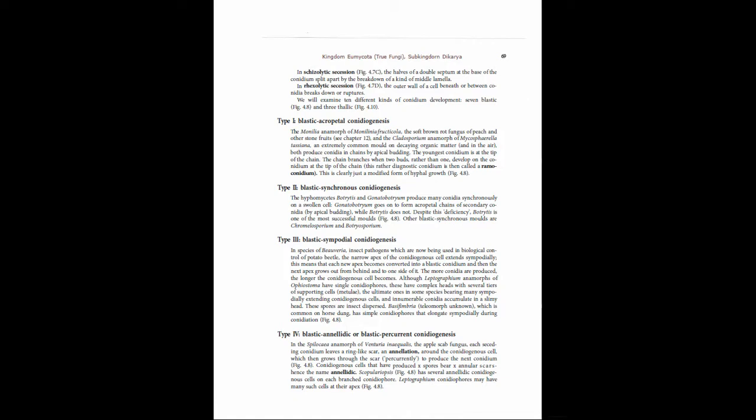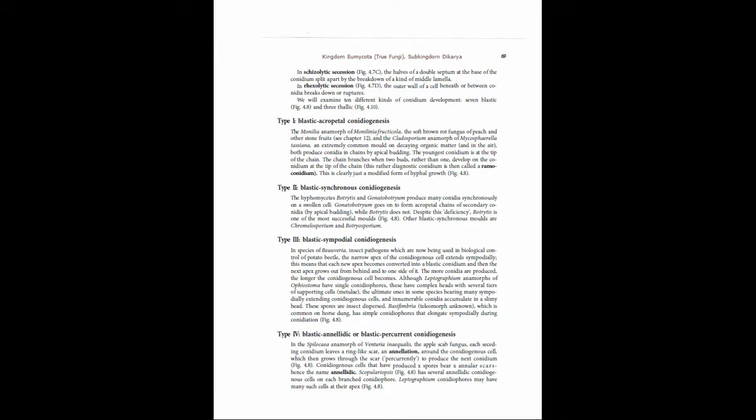Type 2, blastic synchronous conidiogenesis. The hyphomycetes Botrytis and Gonatobotrys produce many conidia synchronously on a swollen cell. Gonatobotrys goes on to form acropetal chains of secondary conidia by apical budding, while Botrytis does not. Despite this deficiency, Botrytis is one of the most successful molds, Fig 4.8. Other blastic synchronous molds are Chromelosporium and Botryosporium.